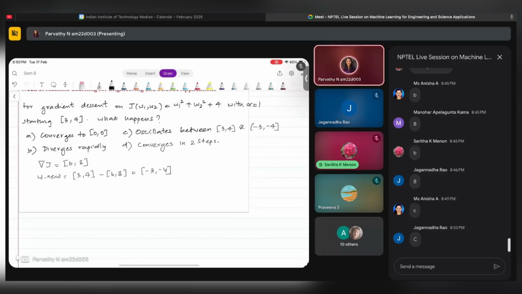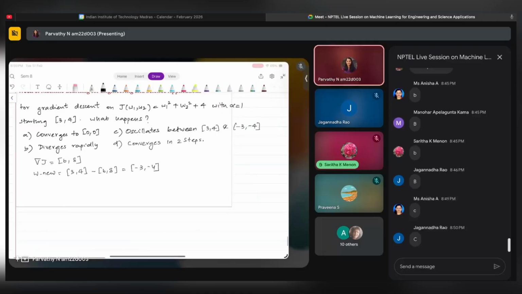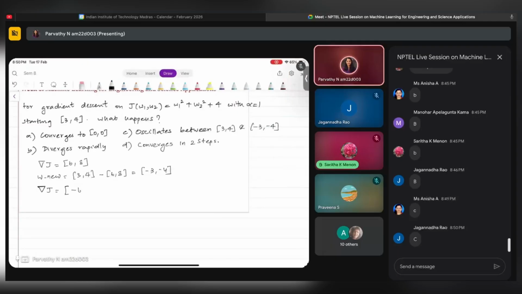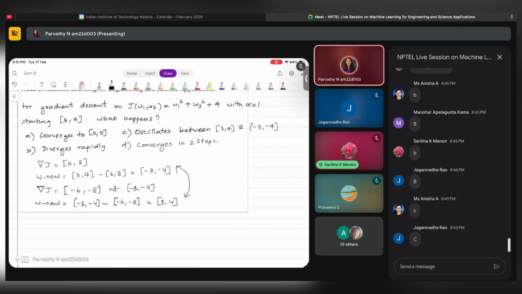So then again we find the next, that will be minus 6 minus 8 at minus 3 minus 4. And when we substitute, we get W new is minus 3 minus 4 minus 1 times minus 6 minus 8. So we get 3, 4. So it will oscillate between 3, 4 and minus 3, minus 4.